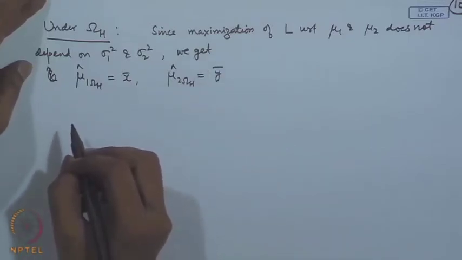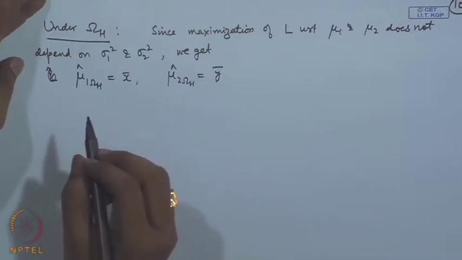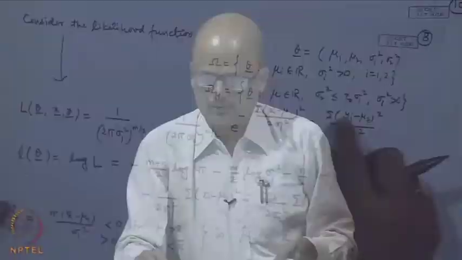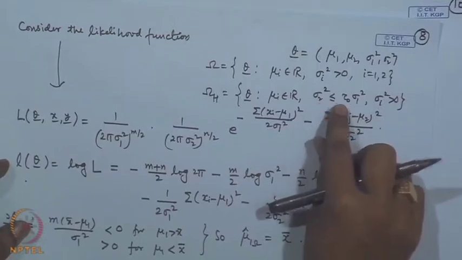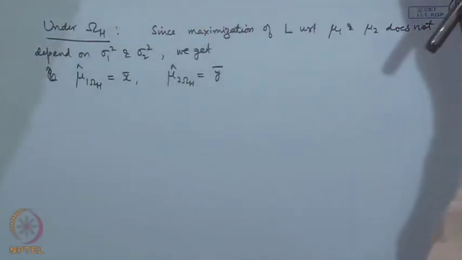However, if I consider sigma 1 square and sigma 2 square, then here we are having the region sigma 2 square less than or equal to tau naught sigma 1 square in the alternative hypothesis set, that is sigma 2 square less than or equal to tau naught sigma 1 square. So, this will play a role here.